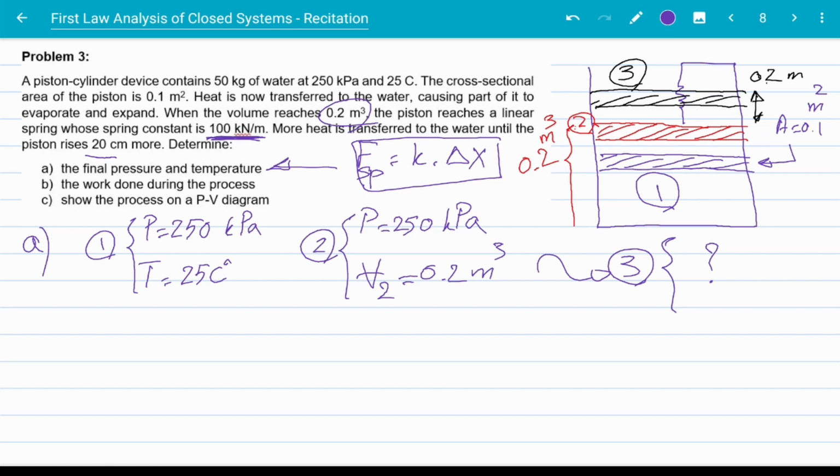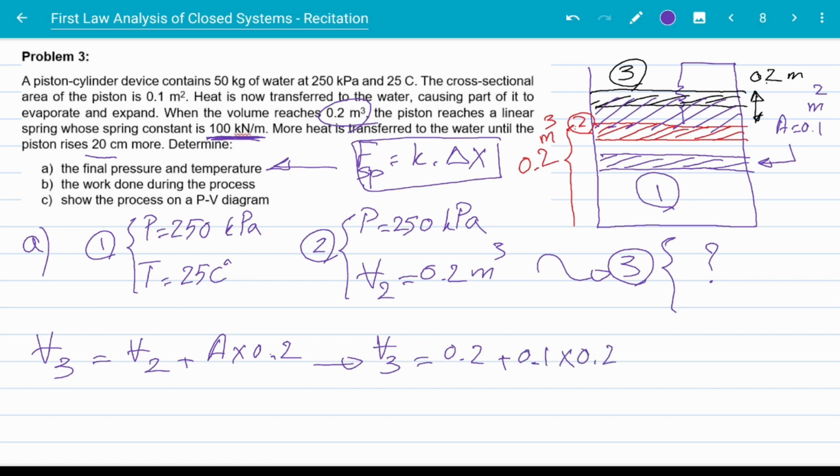So let's use them. Volume at state 3 is volume of state 2 plus this much, right? That is the area of the piston times 20 centimeters. The volume of a cylinder is the area of the base times the height. For our case, if we plug in numbers, volume of state 3 is volume of state 2, which is 0.2 meters cubed, plus 0.1 meters squared times 0.2, the height, 20 centimeter rise of the piston. If you do the calculations, you get that the volume V3 is 0.22 meters cubed.